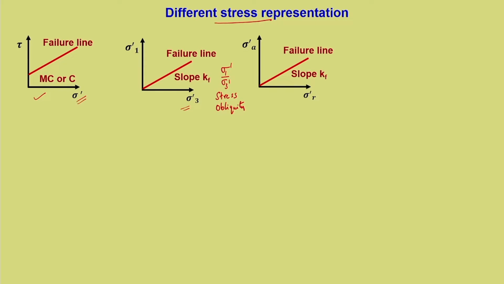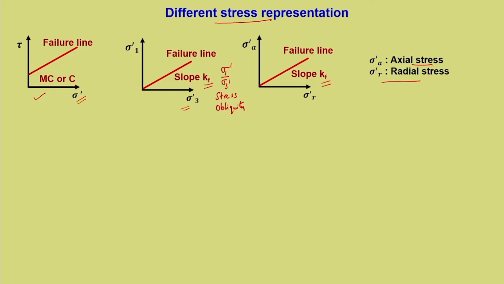As a modification of this, we can also represent it in a more general form, axial stress versus radial stress, and all normal stresses need to carry this dash or prime, indicating that they are effective. So, sigma A dash is axial stress and sigma R dash is radial stress. You can plot sigma A dash versus sigma R dash, and again there is a failure line, and the slope of the failure line is represented by Kf. In all these representations the slope of the failure line is Kf.